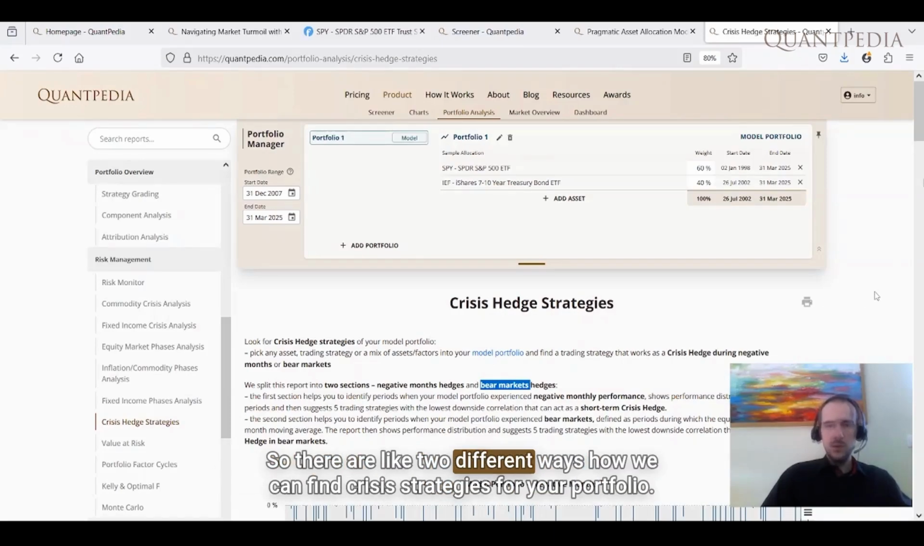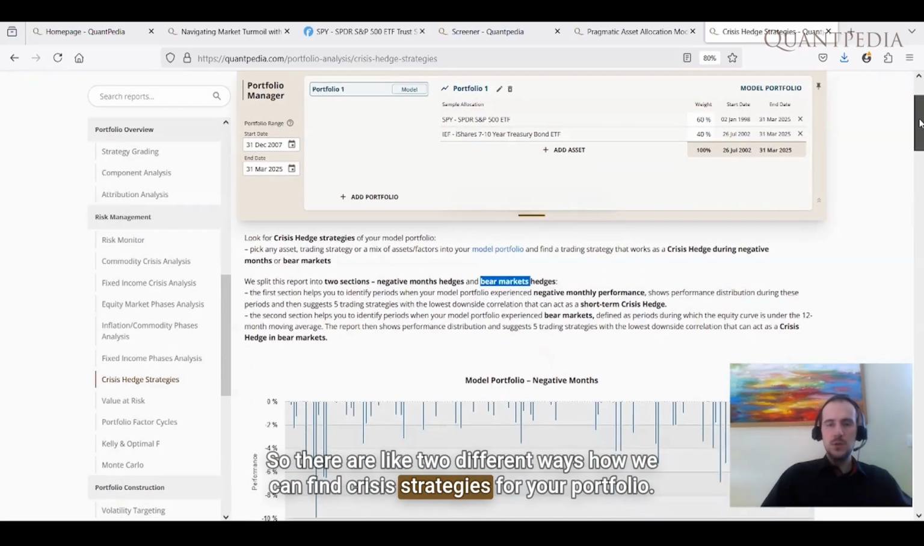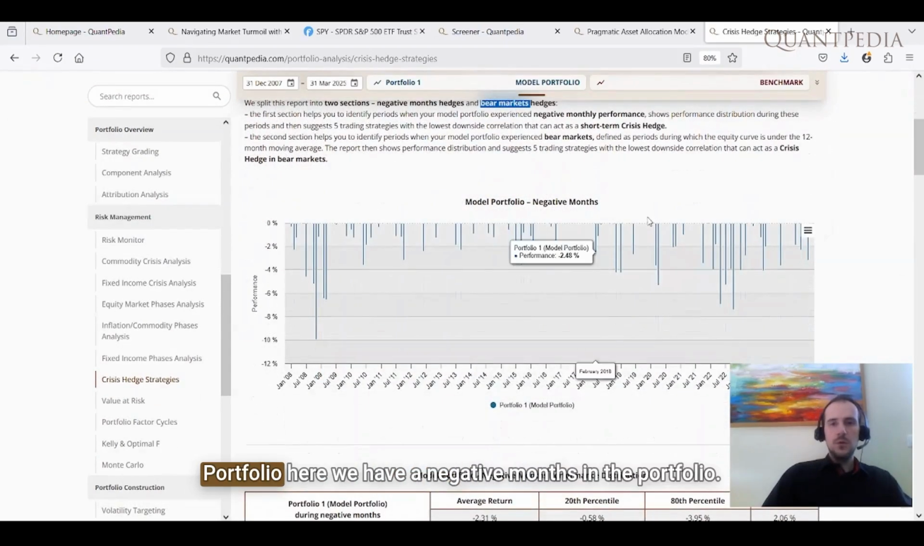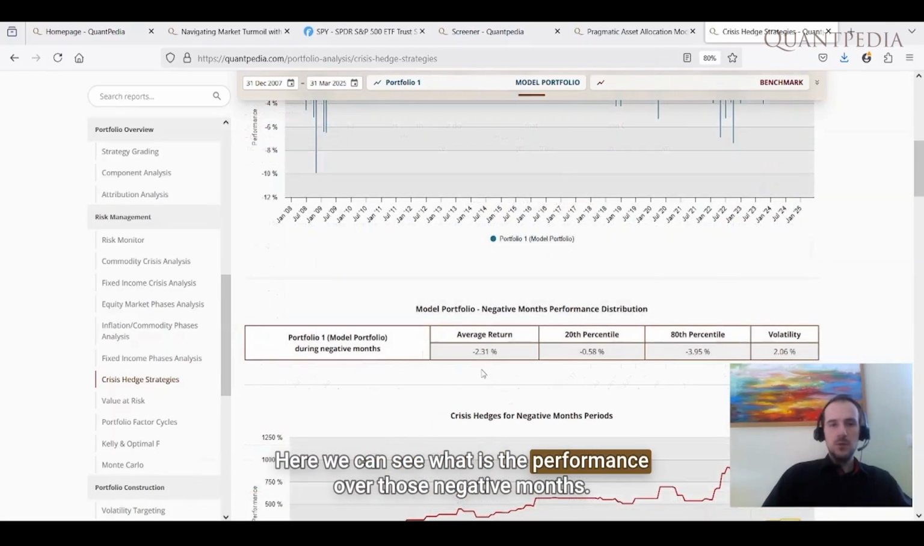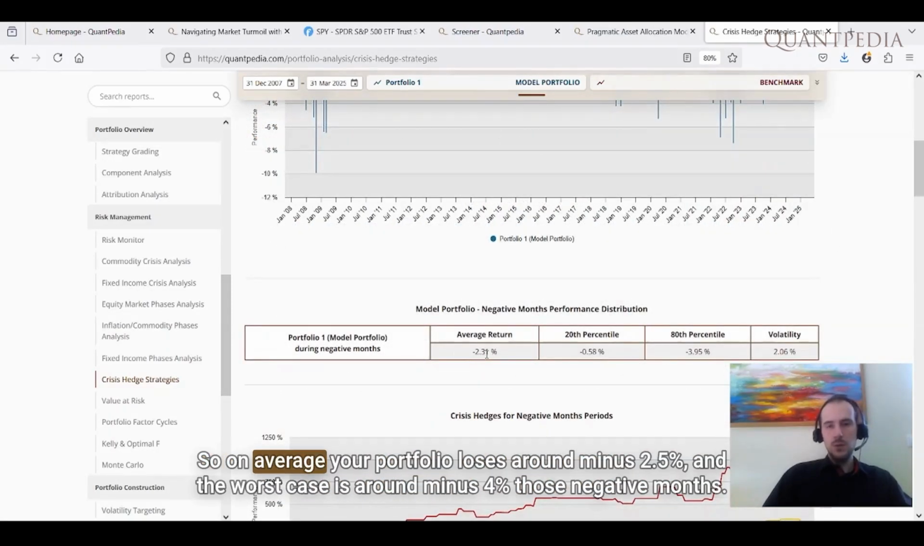So there are two different ways you can find crisis strategies for your portfolio. Here you have the portfolio, and here we have the negative months in the portfolio. Here we can see the performance over those negative months. On average, your portfolio loses around -2.5%, and the worst case is around -4% in those negative months.